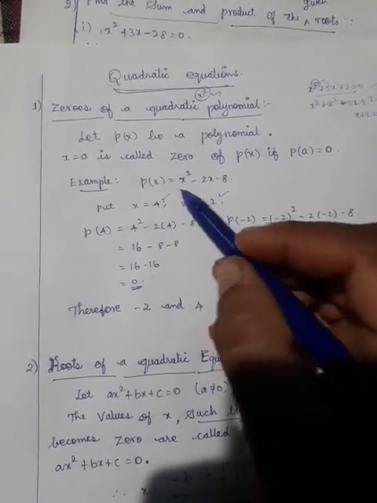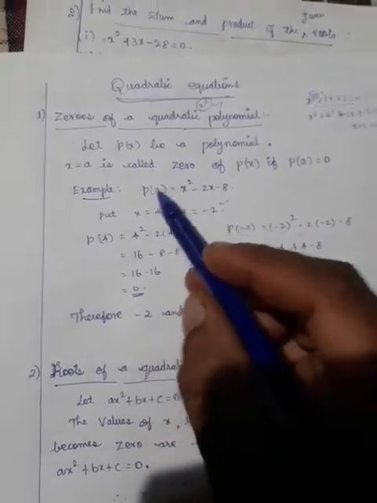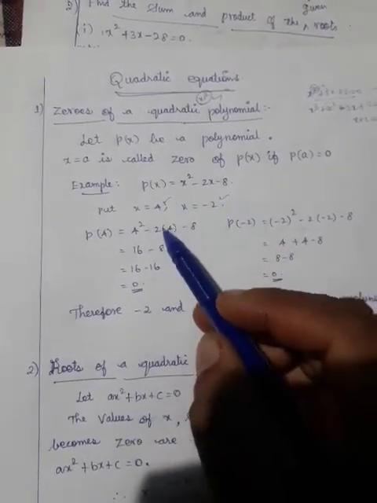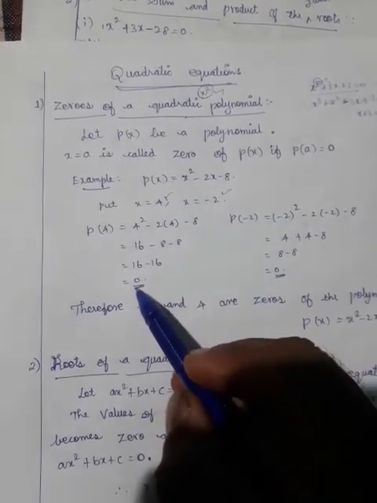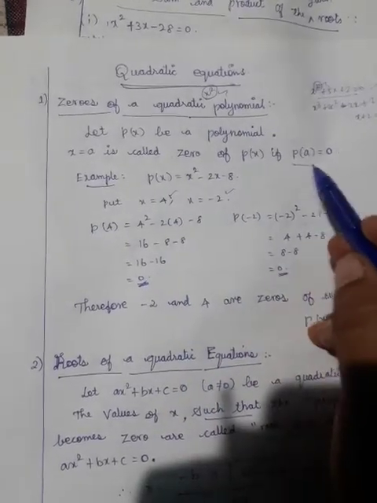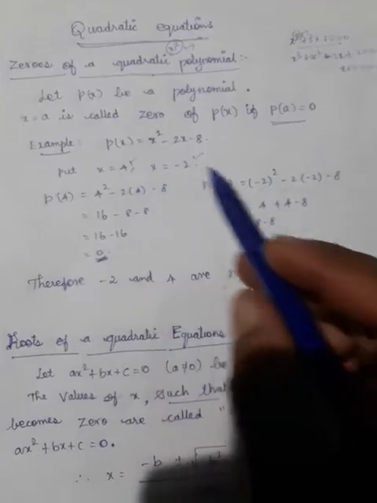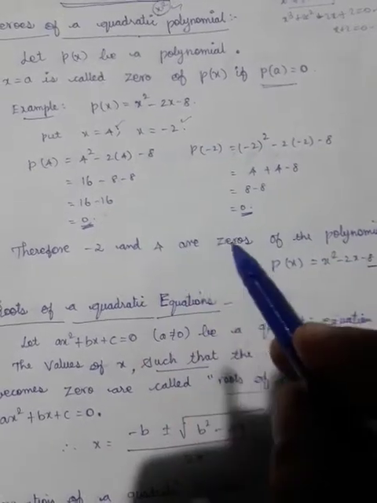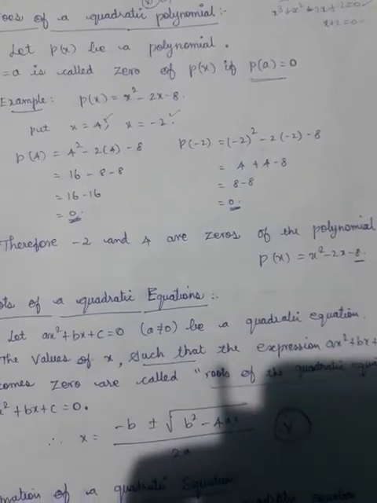If we substitute the x value in this polynomial equation, here I substituted x value 4: 4 square minus 2 into 4 minus 8. So 16 minus 8 minus 8, we get the answer 0. So p of a equal to 0. Like this, the second one, x equal to minus 2. If we substitute minus 2 here, we get the answer 0. Therefore minus 2 and 4 are zeros of the polynomial p of x, x square minus 2x minus 8.